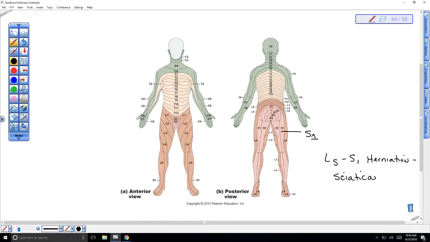So these dermatomes are a really helpful map so that they can determine where damage to the spinal cord or pinched spinal nerves could be coming from. So it's kind of a cool map to look at.